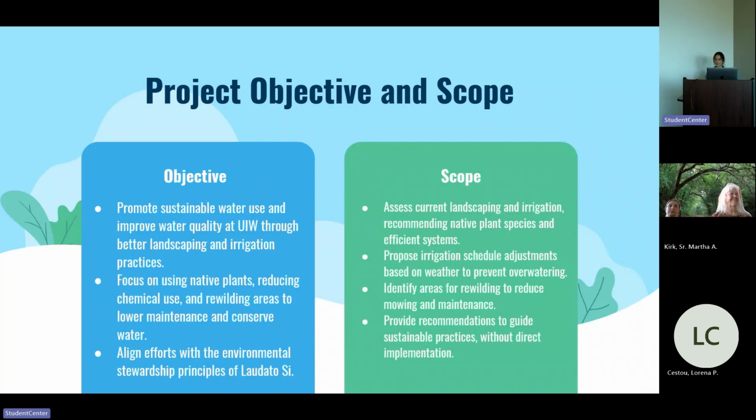So over like the Grotto area, there's that big field. We don't have any tables, pathways, or buildings. So that could be a good spot to consider doing some rewilding. And this would reduce the amount of mowing and stuff that we have to do, which would improve the soil quality and enhance biodiversity. So yeah, these changes not only save water, but also align with UIW's commitment to environmental stewardship as guided by the moral principles of Laudato Si. Thank you.